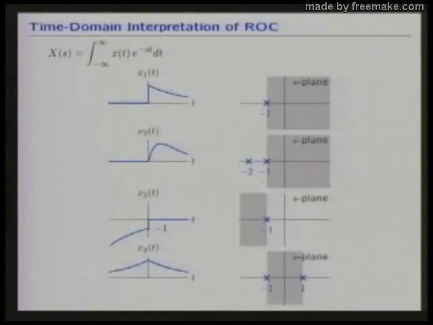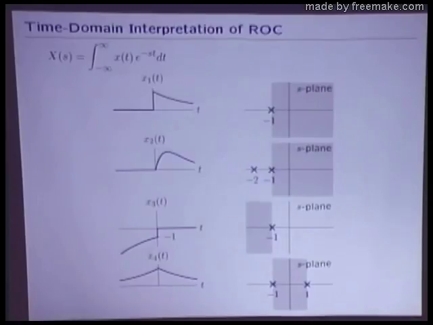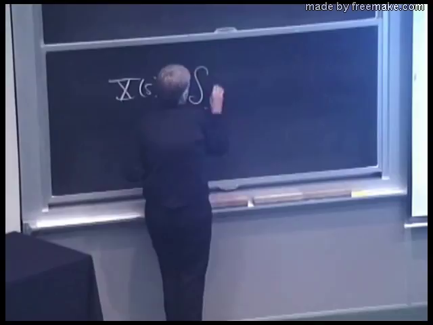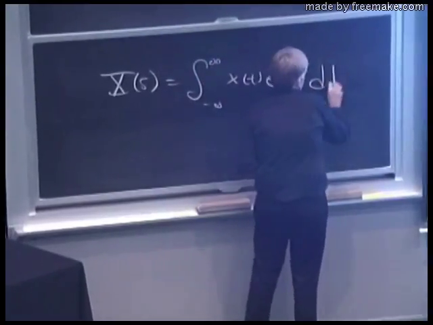Now, about 4 different functions, 4 different pole-zero patterns, and 4 different regions. And I want to think about the defining integral, that one up there, right? I want to think about X of s is the integral over all of time of x of t e to the minus st dt.